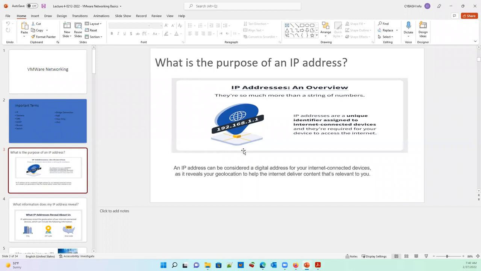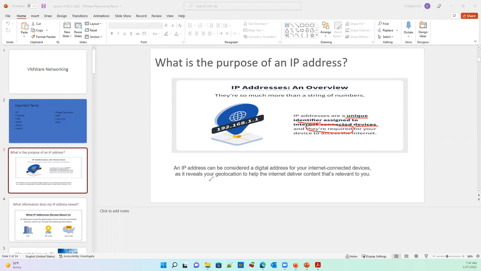The official definition of IP is that IP addresses are a unique identifier assigned to internet connected devices, and they are required for your device to access the internet. Not only to access the internet, IP is required for communication between two devices. I mean, there are other ways to communicate, but nowadays for real communication, you have to have an IP. It's a unique identifier assigned to internet connected devices. It's not just computers, your phone has an IP address. Anything that is connected to the internet or to a network has an IP address. And they are required. This is very important.